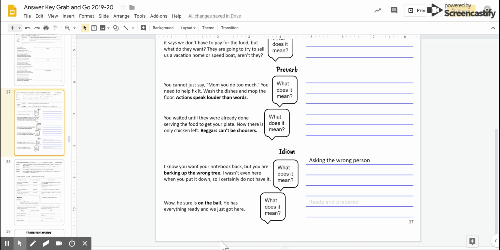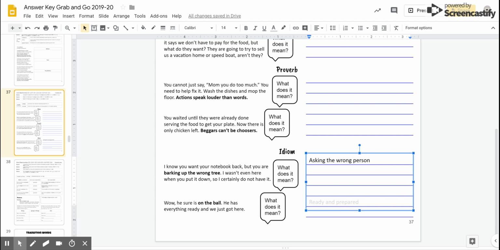Second one: "Wow, he sure is on the ball. He has everything ready and we just got here." And what does on the ball mean? It means that you are ready and prepared.